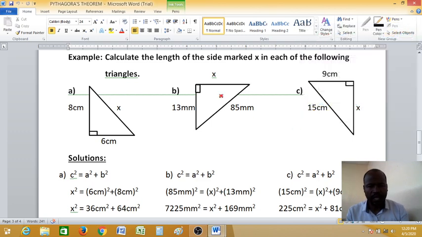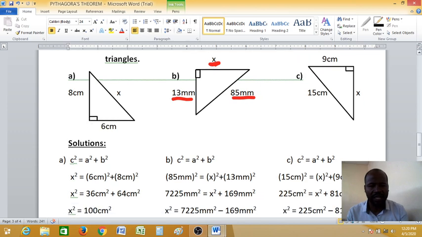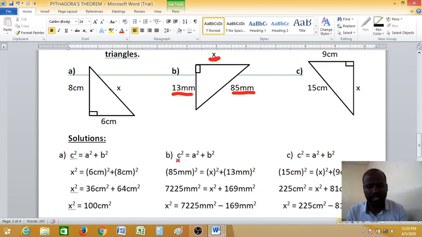Now let's see example B. In this example, we are asked to find the value of x. X is one of the legs, because one of the legs is given by 13 millimeter, and the other, 85 millimeter, is the hypotenuse. We defined the hypotenuse as the side which is opposite to the right angle, and it is the longest side. From all these three sides, the longest side we call the hypotenuse. So again, we defined the Pythagoras formula as c squared, the hypotenuse squared, is equal to the sum of the squares of the legs, so c squared is equal to a squared plus b squared.